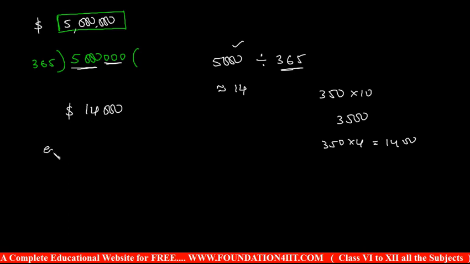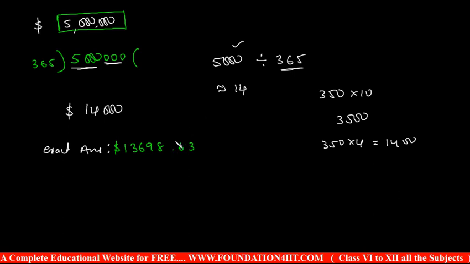But the exact answer? If you do normal division, exactly we get 13,698.63. See, very little difference, notice 14,000 versus 13,698. But it's all for guessing, spontaneously. If you randomly want to guess, this way you can do it. So these are some simple techniques.